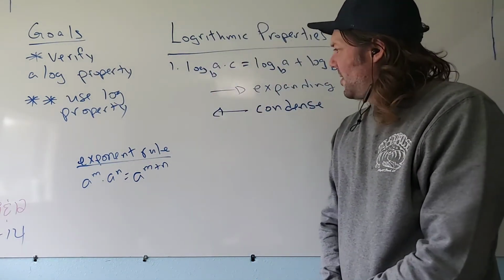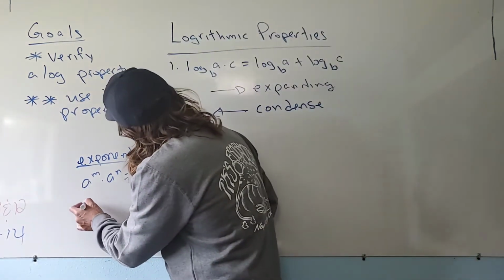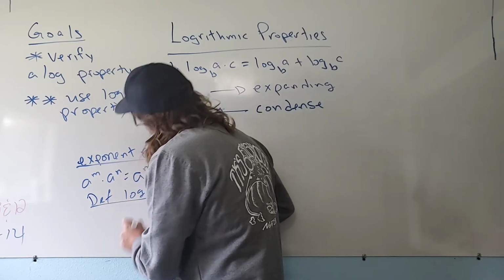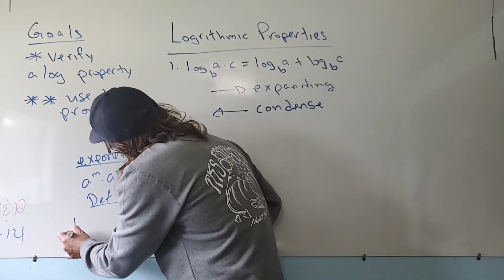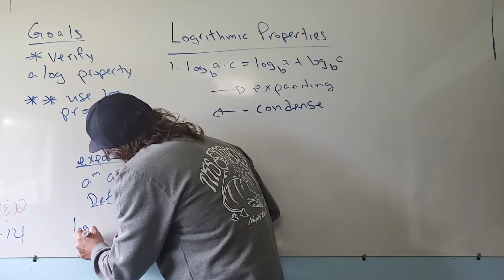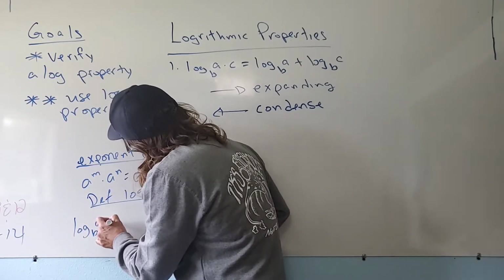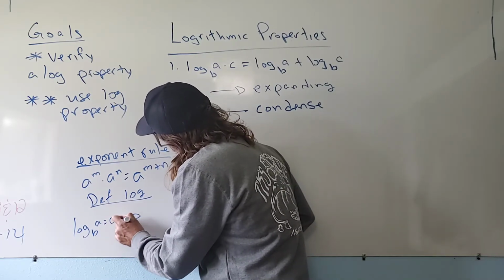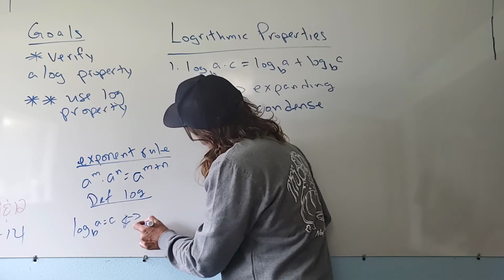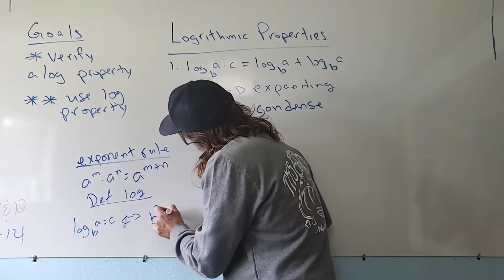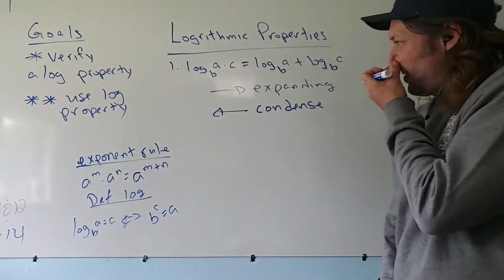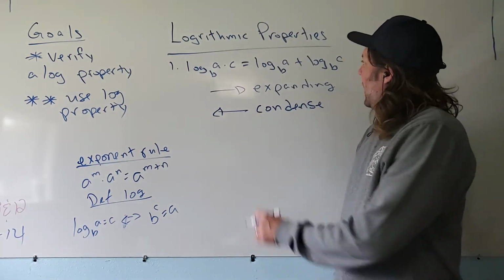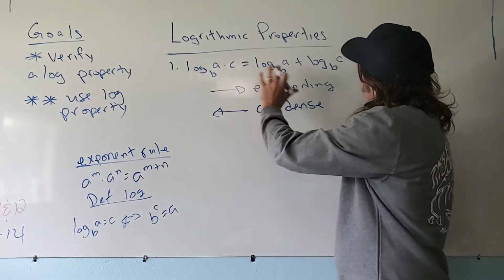And then I'm also going to need the definition of a log. The definition of a log means that if I have log base b of a and that's equal to c, that can be rewritten exponentially as b to the power c must equal a. All right, so I want to make my argument here. I need these ingredients. I'm going to show you that these are in fact equal.